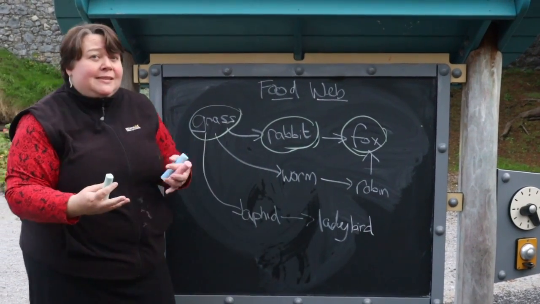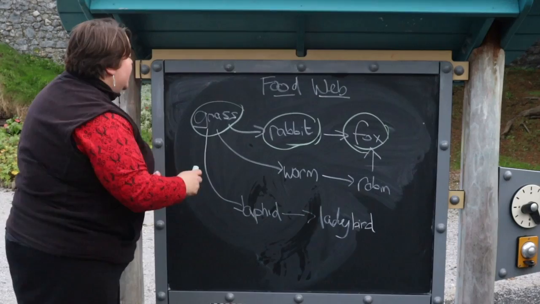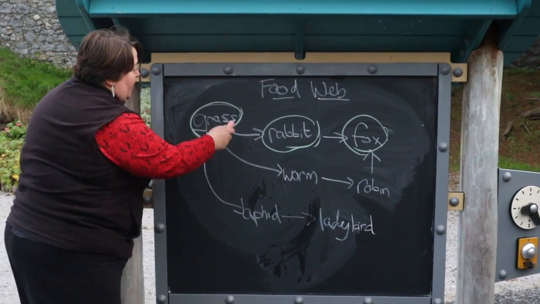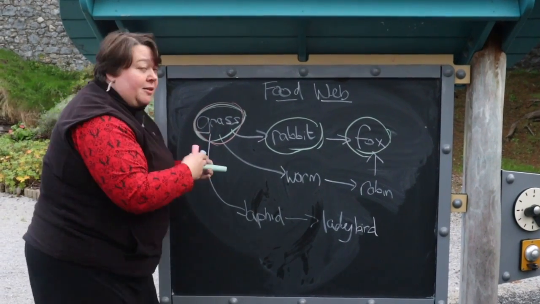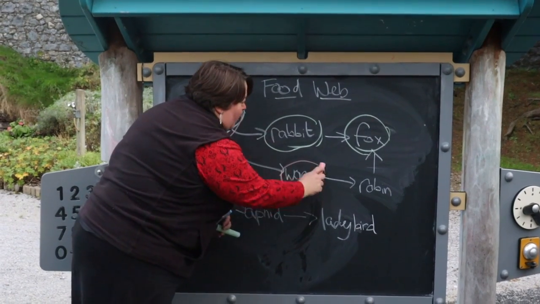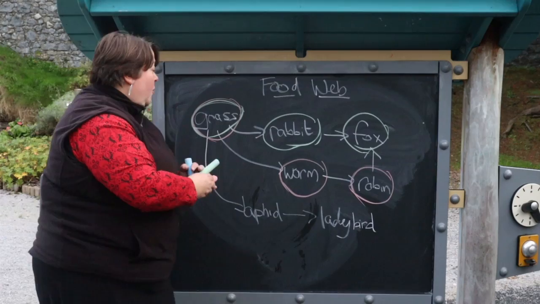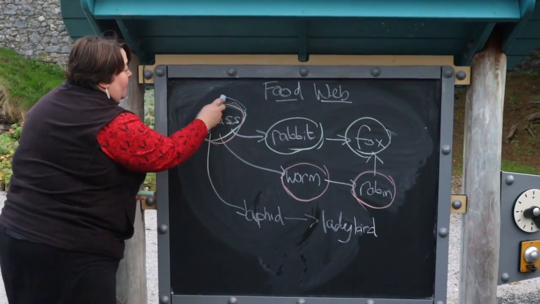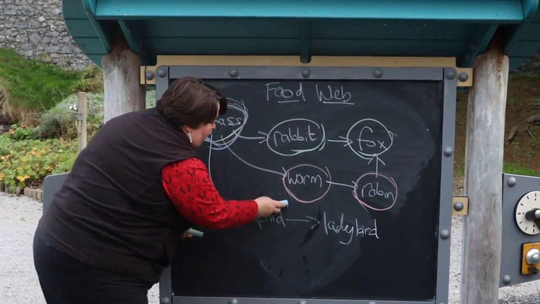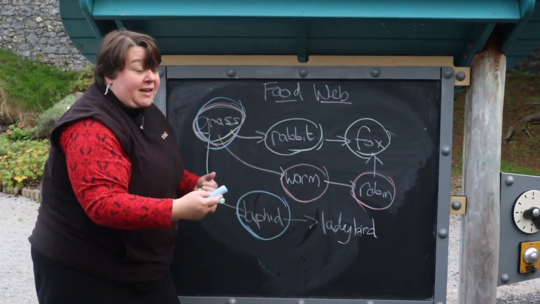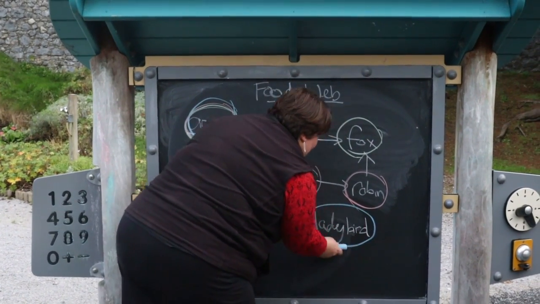Now that same grass is going to be a food source for other consumers. So for instance, in this chain here, the grass, maybe dead grass, might be eaten or decomposed by a worm, who's then eaten by a robin. Or we can have our grass again, for a different chain, eaten by an aphid, a green fly, who's then eaten by its predator, the ladybird.